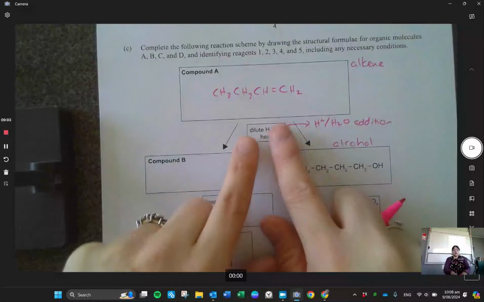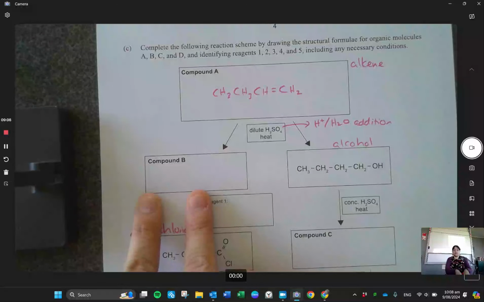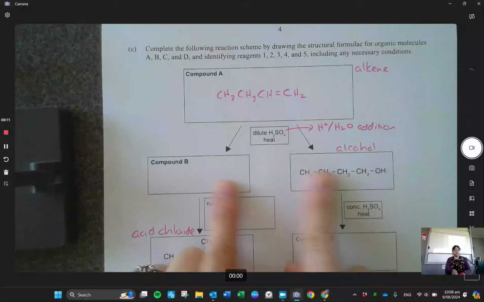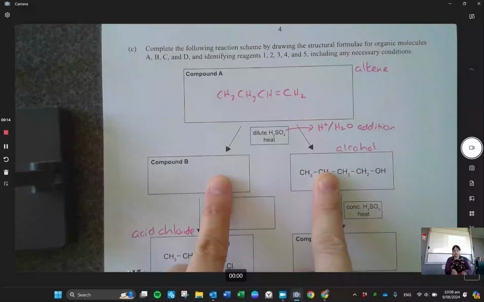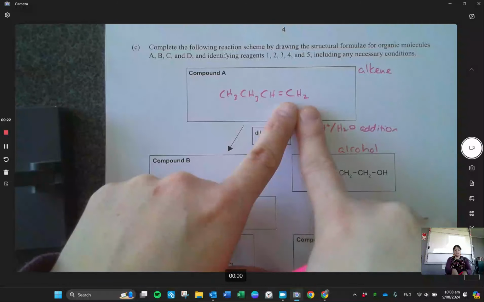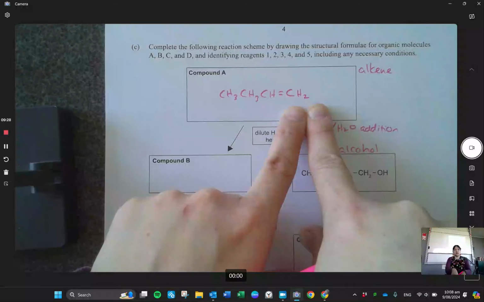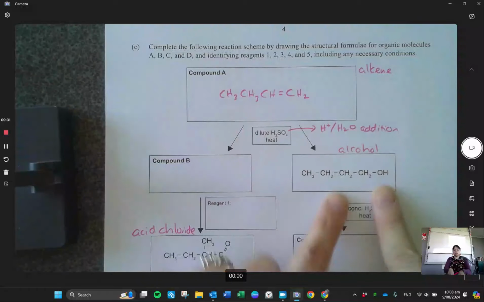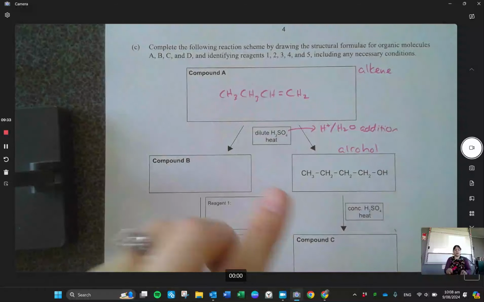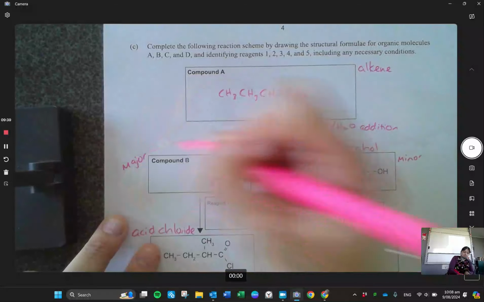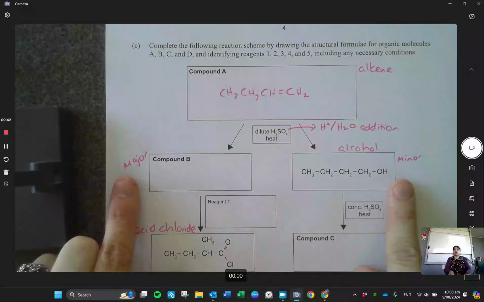Now, I can figure out compound B from this information as well, because if I know I am doing a dilute sulfuric acid addition reaction, this is where I'm going to be applying Markovnikov's rule, which is the rich get richer. Do you see how we're thinking about that? In this case, this is the hydrogen that's rich, and that's the hydrogen that's poor. So this one should be getting the extra hydrogen, and this one should be getting the OH. When I look at this product here, it happened the other way around, so that's my minor. This is my major. So you see major, minor, it hints to me that we're using Markovnikov's rule here.